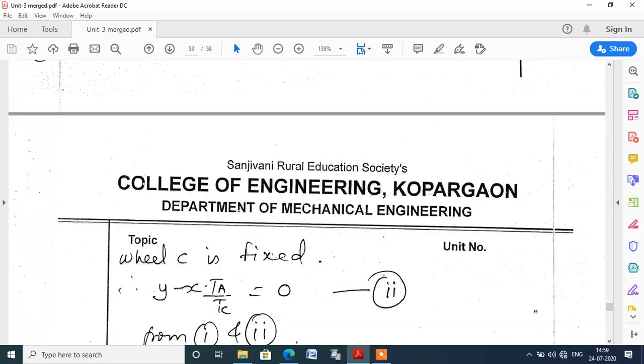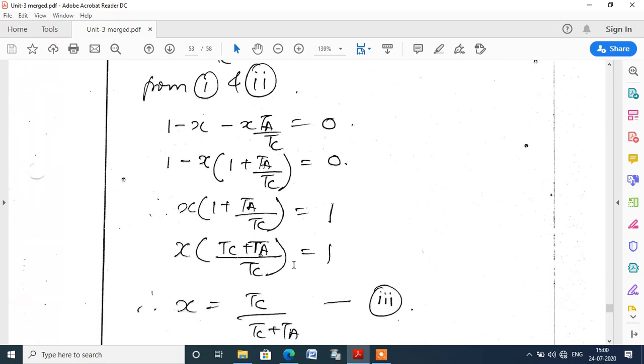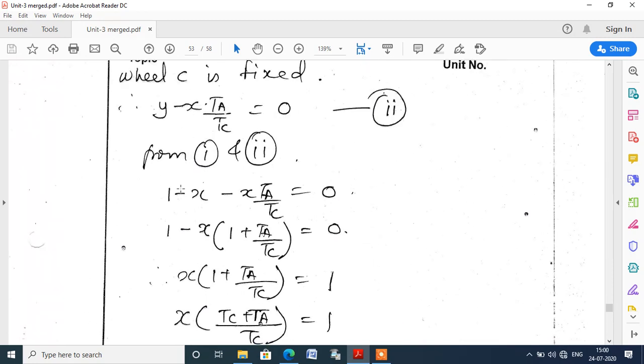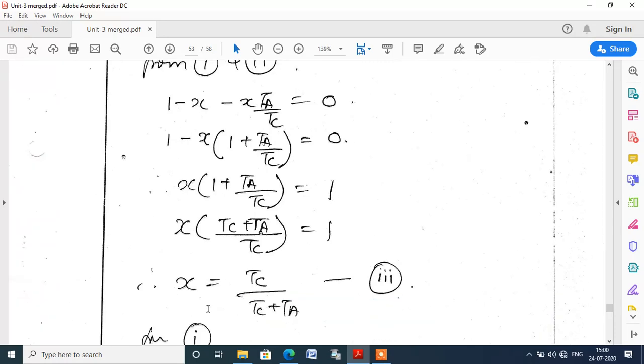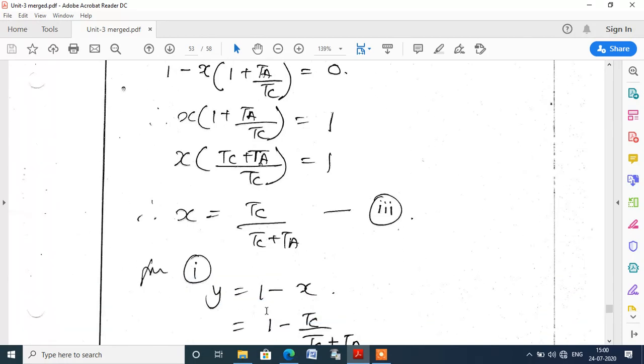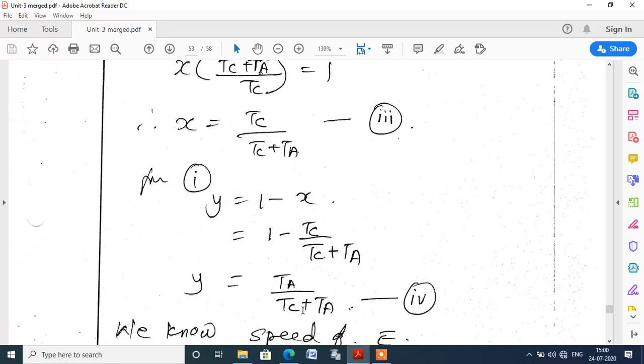Now wheel C is fixed. So when it is fixed, y minus x ta by tc is equal to 0. From 1 and 2, putting the value of y in this equation, it is 1 minus x minus x ta by tc equal to 0. Taking x common, it becomes x into 1 plus ta by tc, and the right-hand side becomes 1. So we got x equal to tc upon tc plus ta. But from the equation x plus y equal to 1, y equals 1 minus x. Putting this value of x, we got y is ta upon tc plus ta.